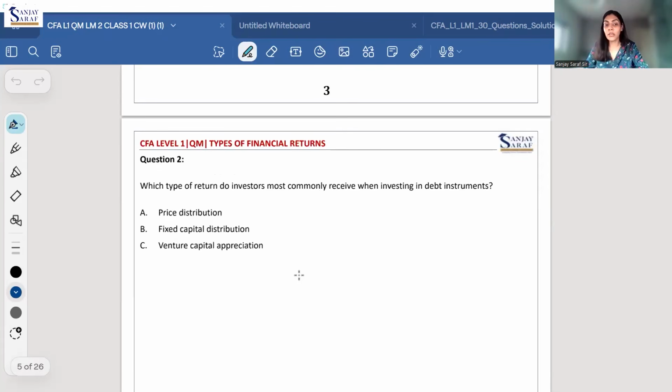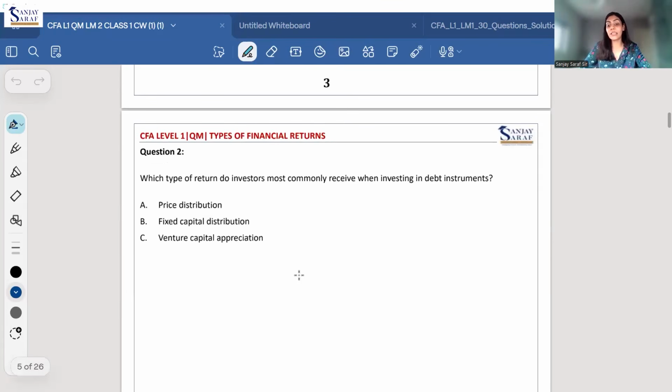Which type of return do investors most commonly receive when investing in debt instruments? Price distribution, fixed capital distribution. Option C should be variable capital distribution, not appreciation. Fixed capital distribution. So debt instruments, absolutely great, all of you. It is B, fixed capital distribution. Debt instruments generally have fixed capital distribution returns.